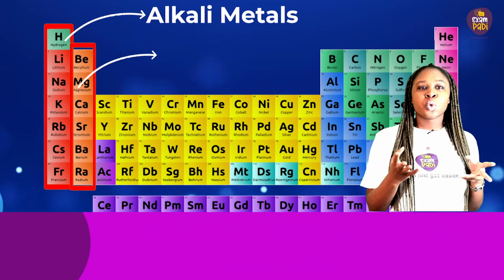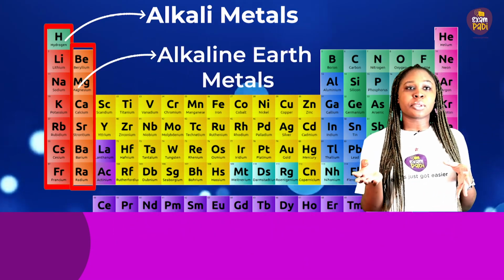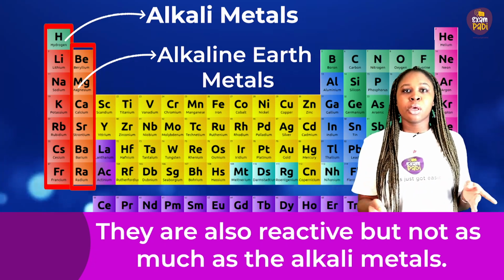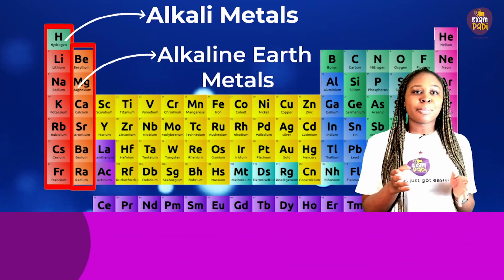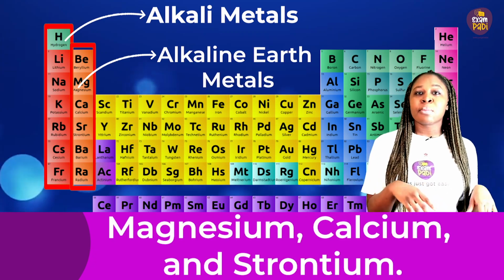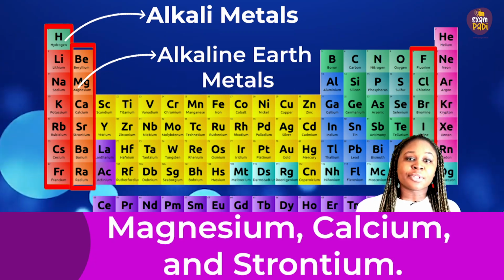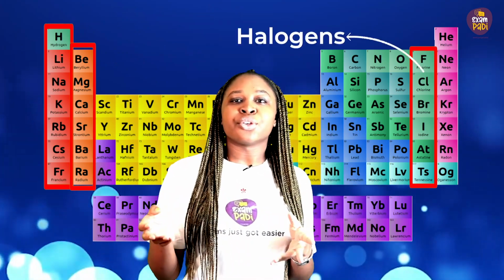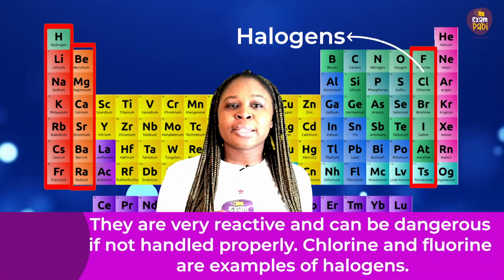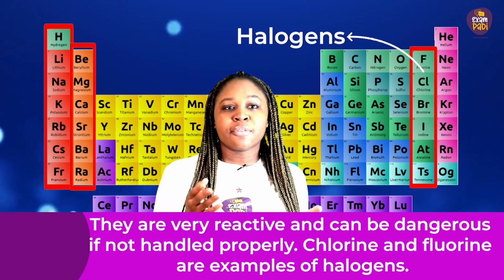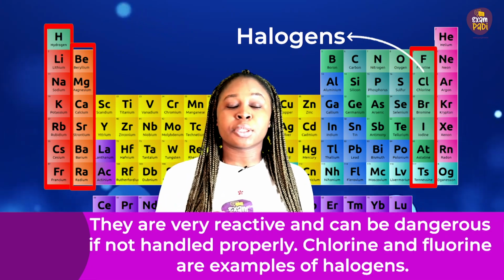The elements in group 2 are called alkaline earth metals. They are also reactive, but not as much as the alkali metals. Some examples of alkaline earth metals are magnesium, calcium, and strontium. Moving on to group 17, these elements are called halogens. They are very reactive and can be dangerous if not handled properly. Chlorine and fluorine are some examples of halogens.